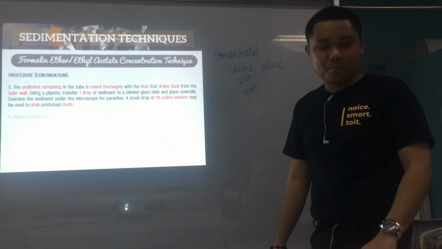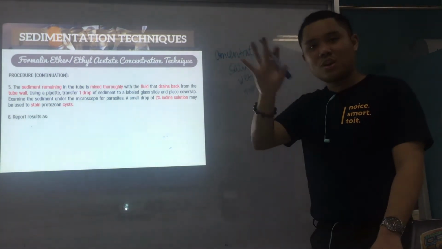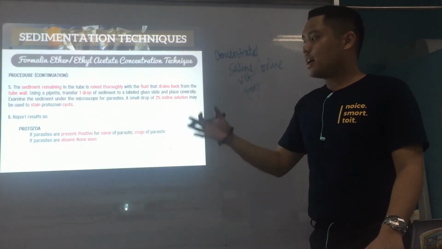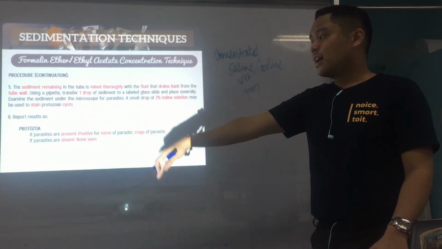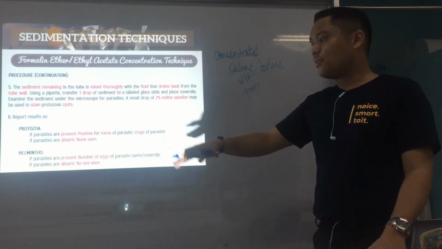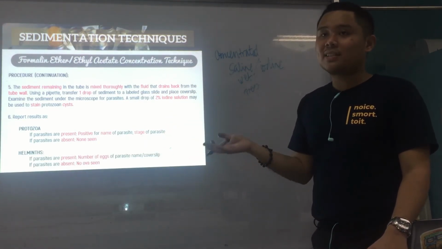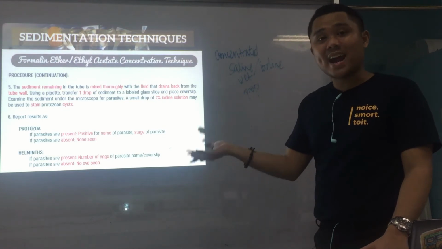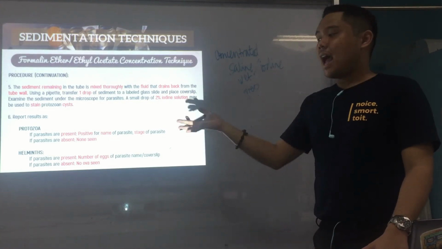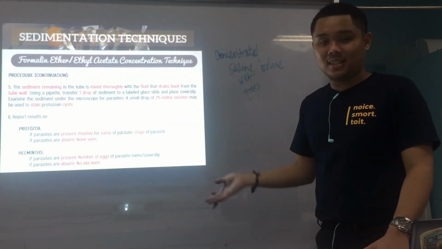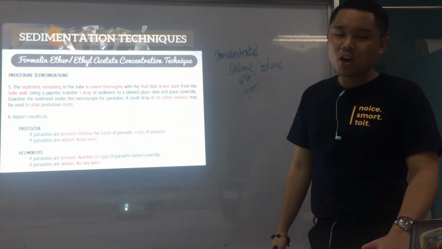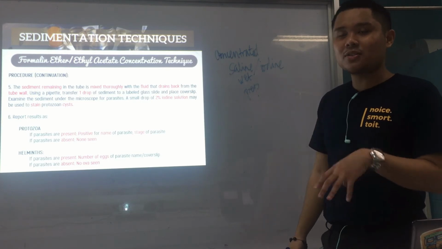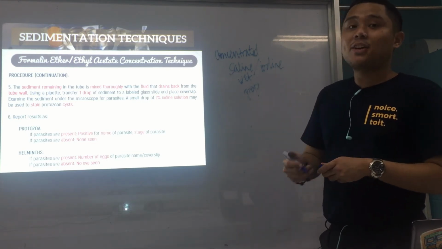All right. Now, for reporting of results, still the same, similar with your direct fecal smear. If protozoa, positive for, for example, Entamoeba histolytica cyst. If negative, none seen. And again, for helminths, number of eggs, so, 57 Trichuris trichiura eggs seen per cover slip. And if parasites are absent, none seen. Okay. So that's for the formalin ether ethyl acetate concentration technique. Again, the most widely used, most commonly used sedimentation technique.